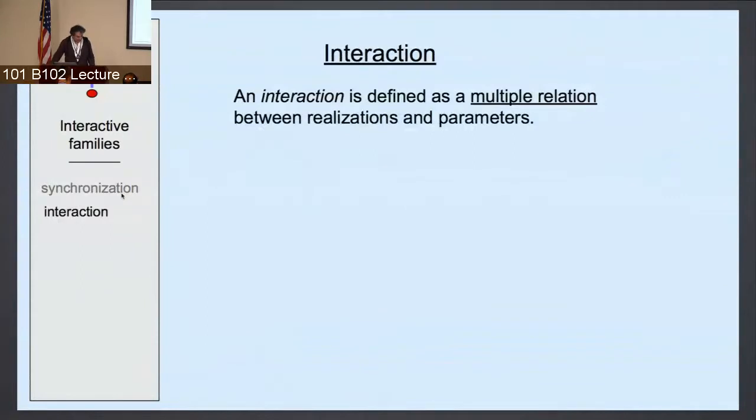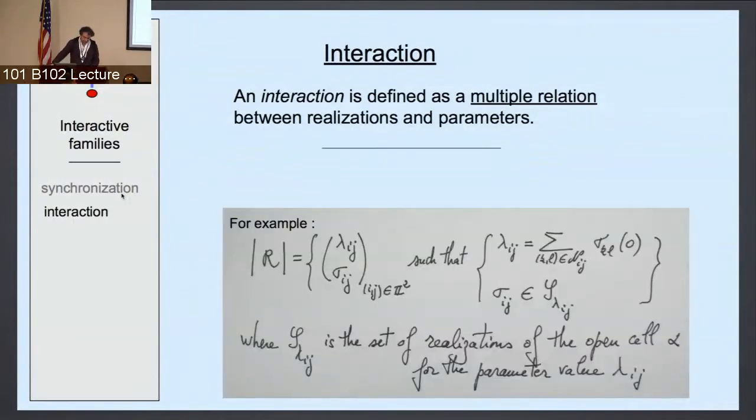A family of open dynamics being synchronized by a conductor, we define an interaction between those dynamics as a multiple relation between their realizations and their parameters. For example, we can define a relation between an infinite family of individual open cells for the one-step game of life, taking as multiple relation R the one given by the graph written here, which expresses that parameters values have to be given by neighbors realizations at the instant 0, and the realizations have to be compatible with parameters values.